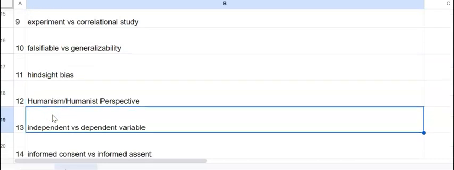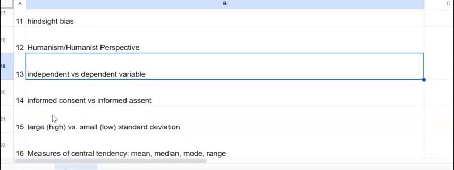The independent versus dependent variables in an experiment: the independent variable is the one that we manipulate, and the dependent variable is the one that we're measuring. You'll want to be able to recognize in scenarios what the independent variable is and which is the dependent variable.